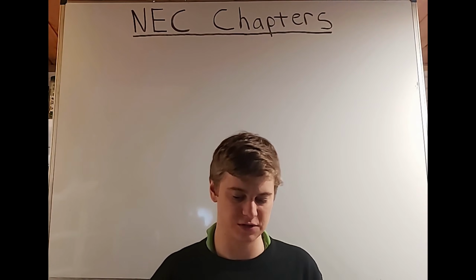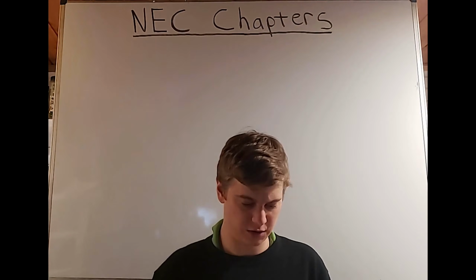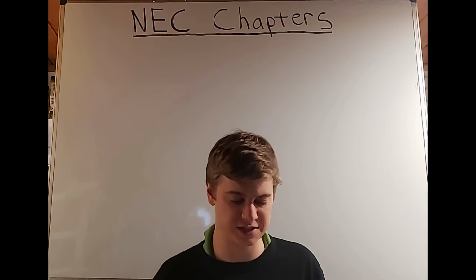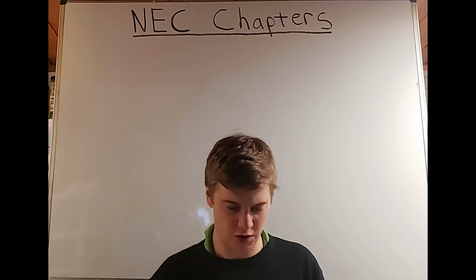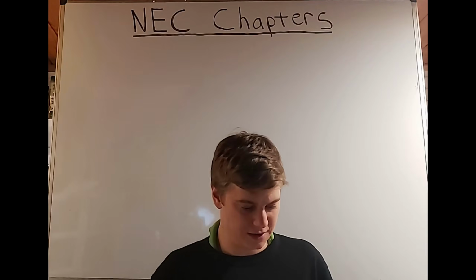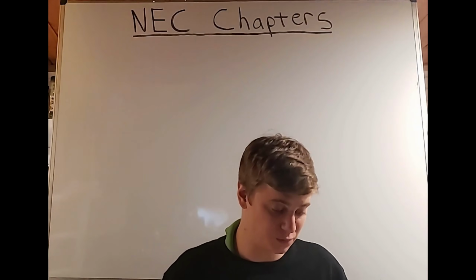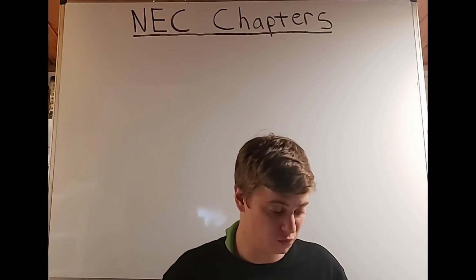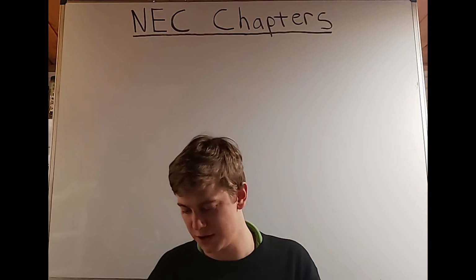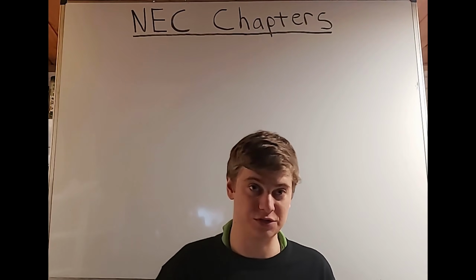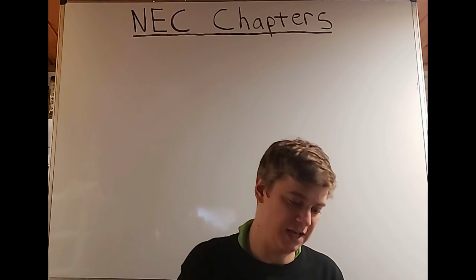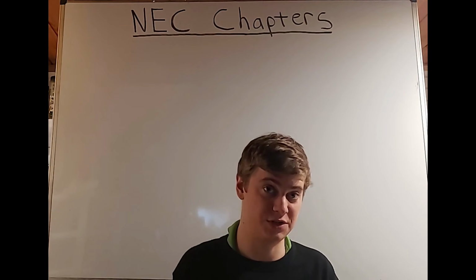Here's where we have Article 700, Emergency Systems. Article 702 is Optional Standby Systems. Then we have Article 706, where we have Energy Storage Systems. Article 708, Critical Operation Power Systems, COPS. Article 725, Class 1, Class 2, and Class 3, Remote Control Signaling and Power Limited Circuits. Here, remember, get yourself familiar with the difference between Class 1, 2, and 3, Remote Control Signaling and Power Limited Circuits, and your hazardous Class 1, 2, and 3 locations.